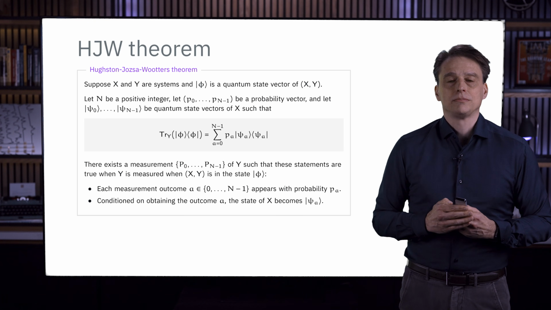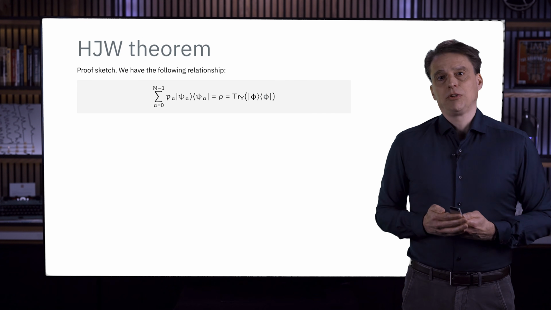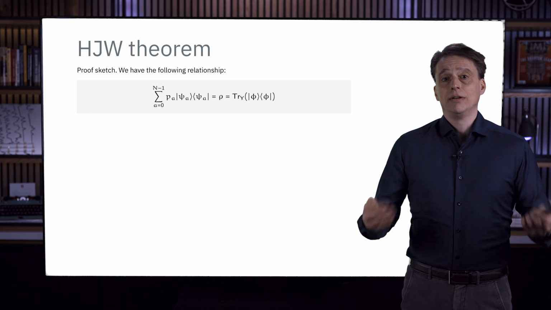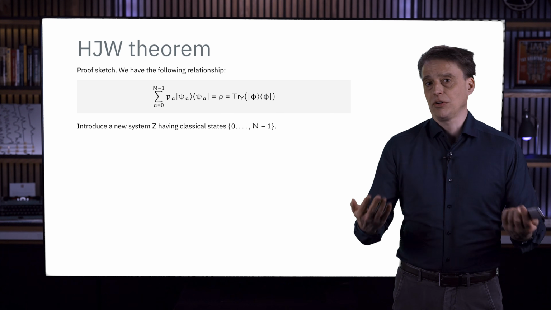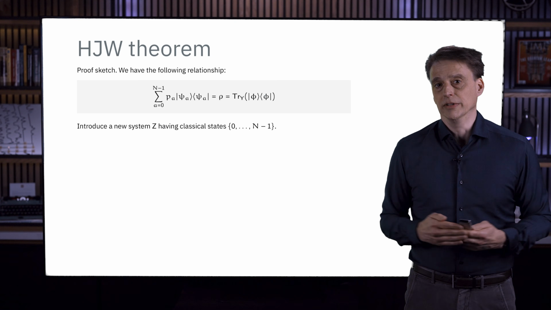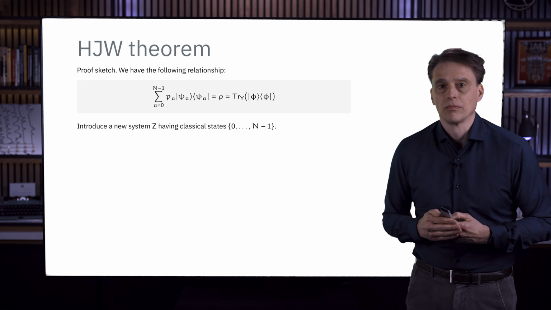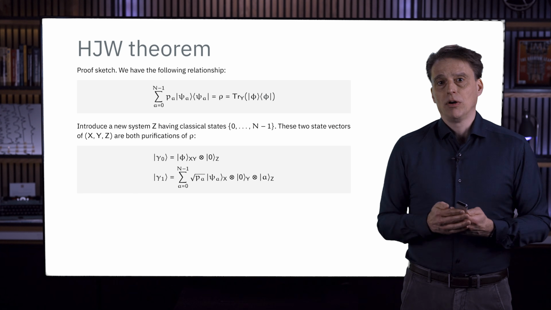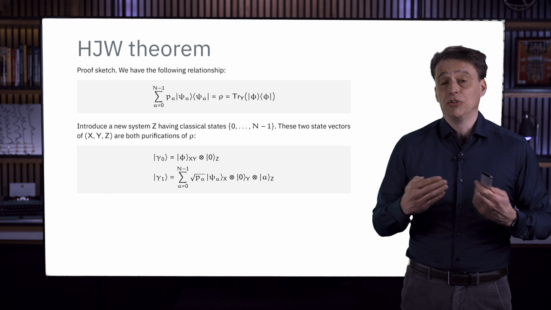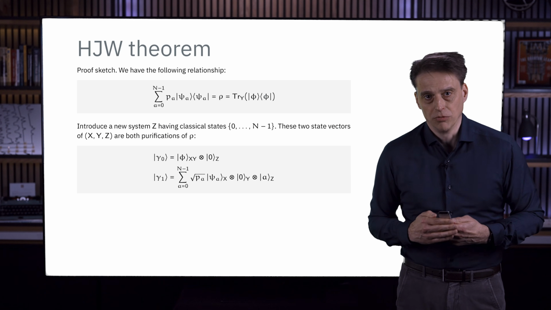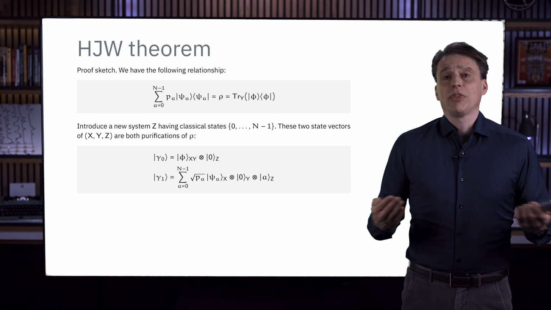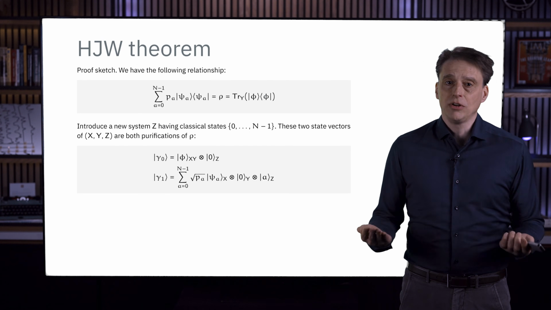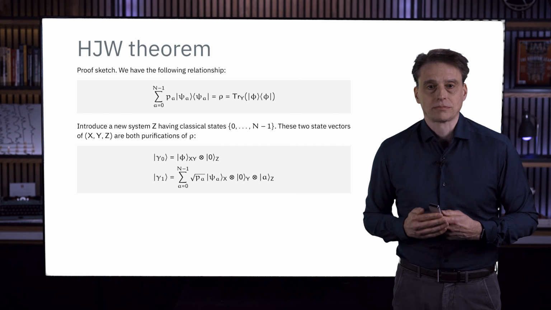So let's see how we can prove this. We start with two different expressions for the reduced state of X, which we'll give the name rho for convenience. Next, we introduce a new system Z, whose classical states are the possible measurement outcomes, or equivalently, the indices in our convex combination. And now we can observe that the following two quantum state vectors, gamma 0 and gamma 1, which are both state vectors for the compound system XYZ, are both purifications of rho. And just to be clear, when we're thinking about these vectors as being purifications of rho, we're thinking about the systems Y and Z together as a single compound system that gets traced out to leave rho.